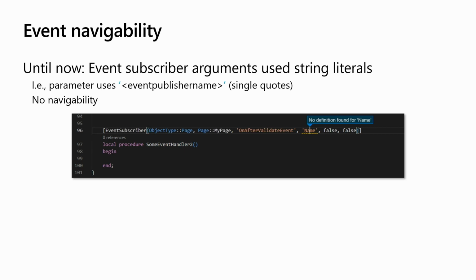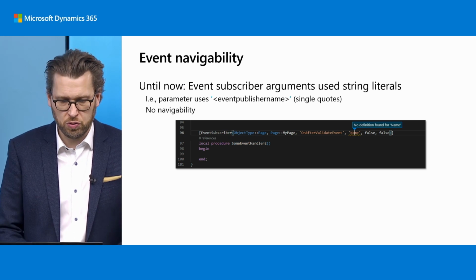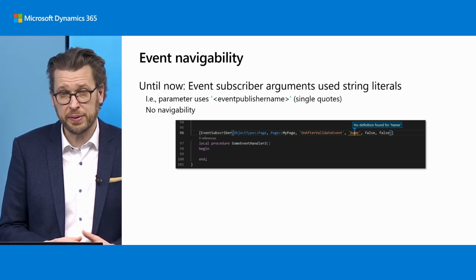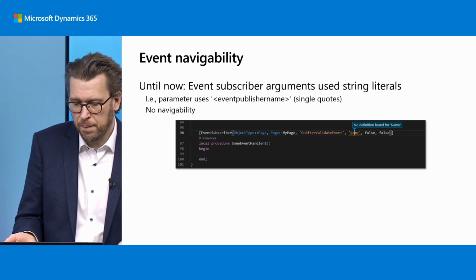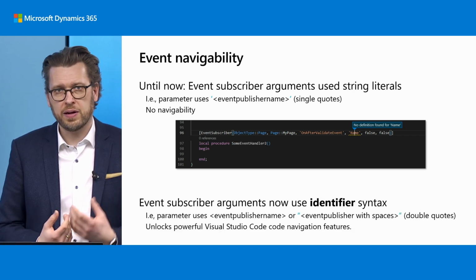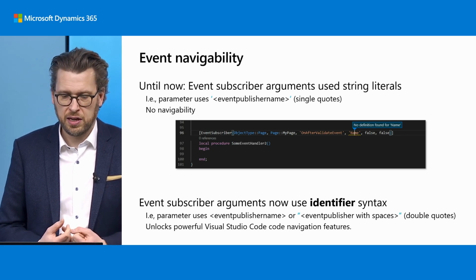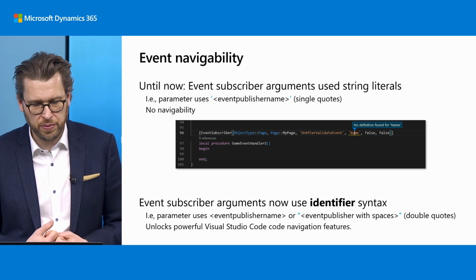And the reason for that has been that the event subscriber arguments have been using string literals, right? So basically, the parameter in the event subscriber has been setting the event publisher name with a single quote. That meant there wasn't any navigability because we haven't really passed this up as a token that we can understand. But now, event subscribers can use the identifier syntax for these event publisher parameters.